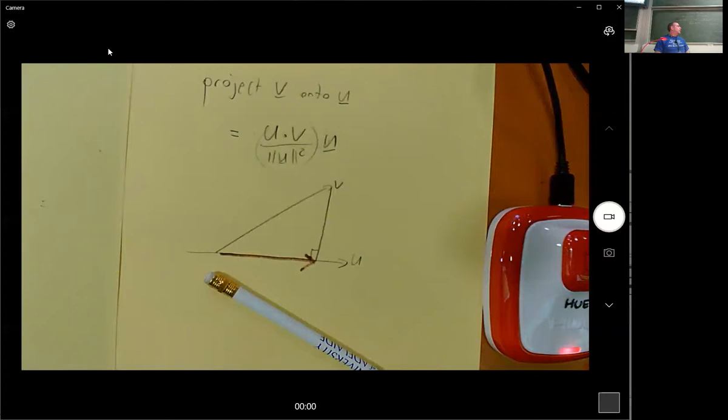Now, you said before you weren't sure what projection was doing. How are you feeling now? Yeah, a lot better. I just have a couple of extra things to tell you.